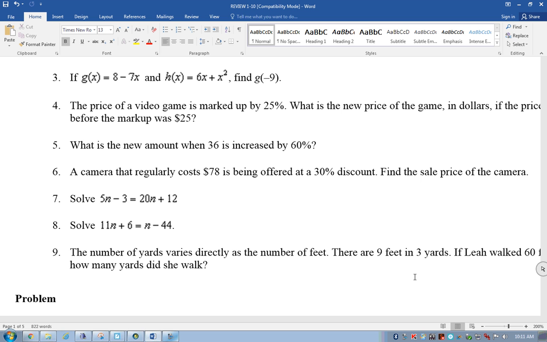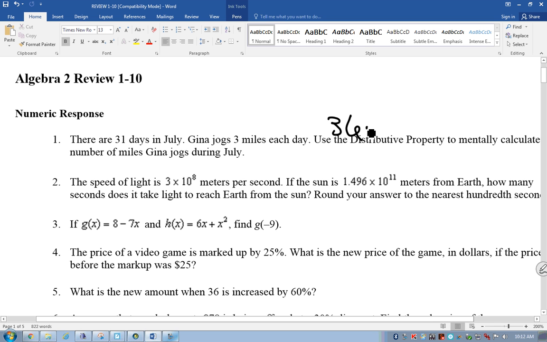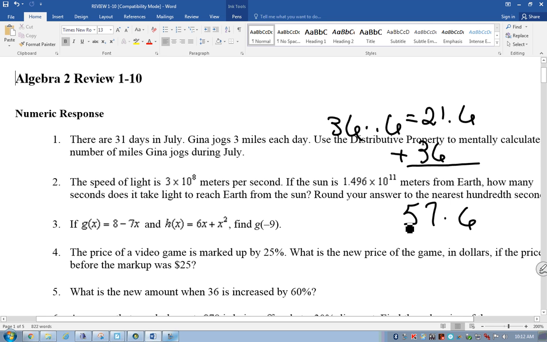So we want to know what 60% of 36 is, right? The first thing we're going to do is take 36 times 0.6. What do I get? 21.6. Obviously 21.6 is smaller than 36. Because 60% of 36 is 21.6, now we're going to add that to 36. So I should get 57.6.